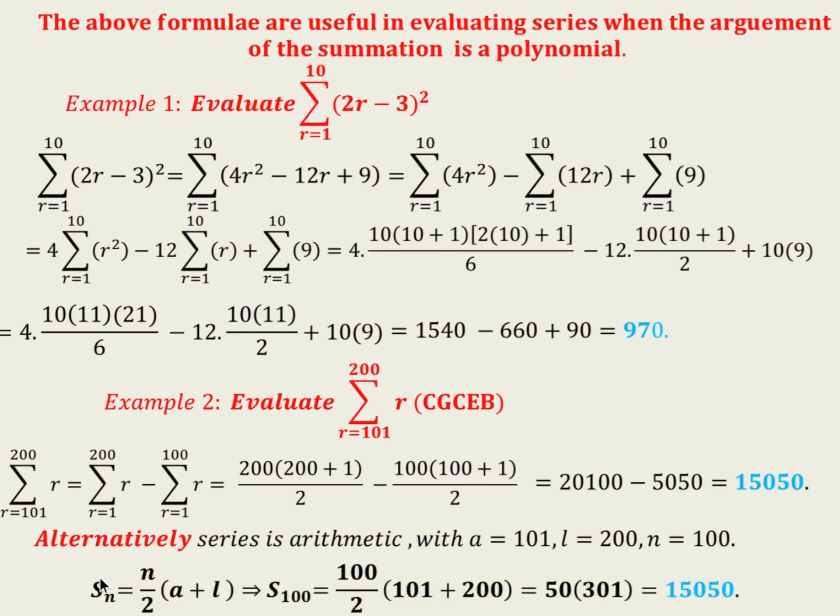You can then use the formula for the sum of the first n terms of an AP, which is given as the number of terms over 2 into the first term plus the last term. So the sum of these 100 terms we are seeking to find would be 100 over 2 into the first term, which is 101, plus the last term, which is 200. This gives 50 into 301, which gives again 15,050, the result we had above using the standard formula.